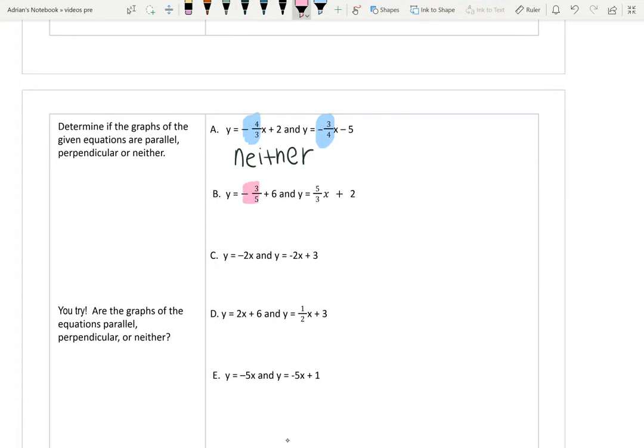Next, I have negative 3/5 and 5/3. Well, they're not exactly the same, so they're not parallel. I do have one positive and one negative, so it could be perpendicular, but I need to double check. Are they flipped fractions? Here I have negative 3/5. Here I have positive 5 over 3. They are flipped fractions, and one's positive, one's negative. That makes them perpendicular.